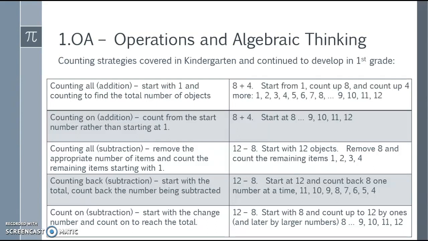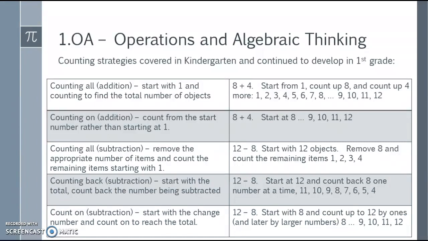The counting on version, we count from the start number rather than starting at 1. So the same number combination, 8 plus 4, we would start at 8 and then count with our fingers 4 more: 9, 10, 11, 12. Or we could count all with subtraction. So we would remove the appropriate number of items. So we would have physical objects with us and count the remaining items starting with 1. So if I start with 12 counters, I need to remove 8 of them. So I would count out 8 to remove them. And I would see I had 1, 2, 3, 4 objects that are left.